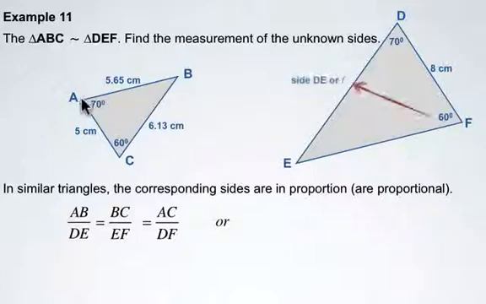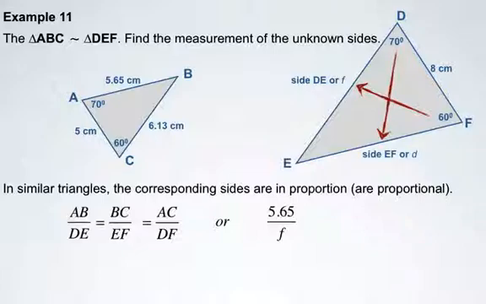So we know that side AB is 5.65 and side DE in the diagram here has been renamed to be lowercase f because it's across from angle F. So typically we like to refer to that as the lowercase version of that vertex. So we'll call that side f.